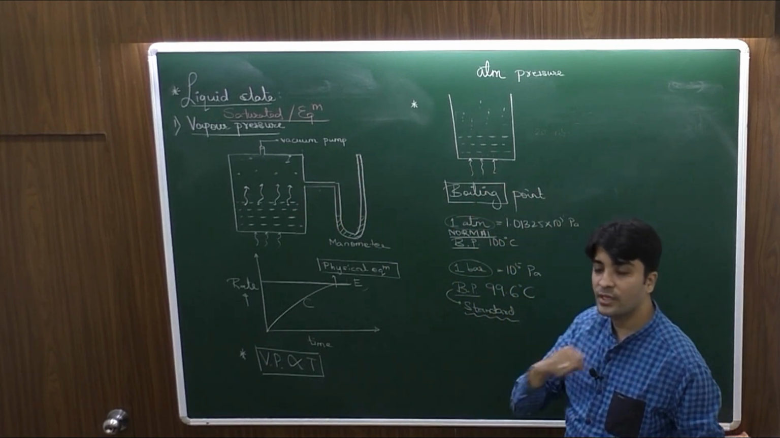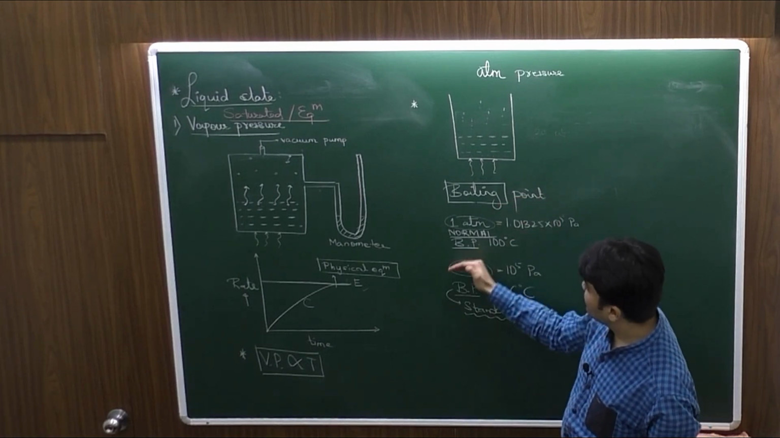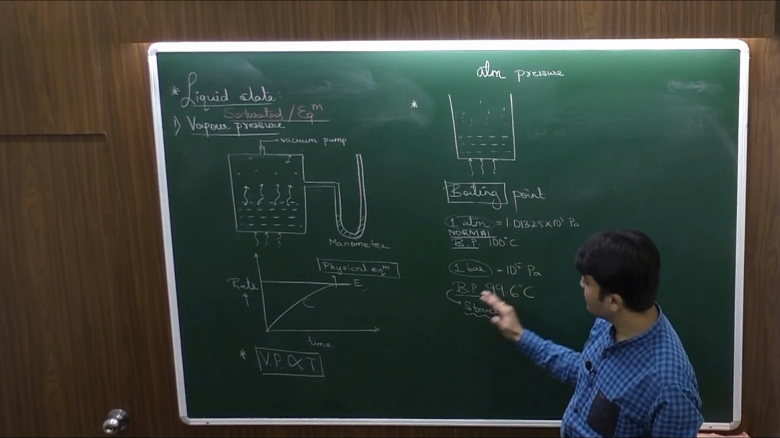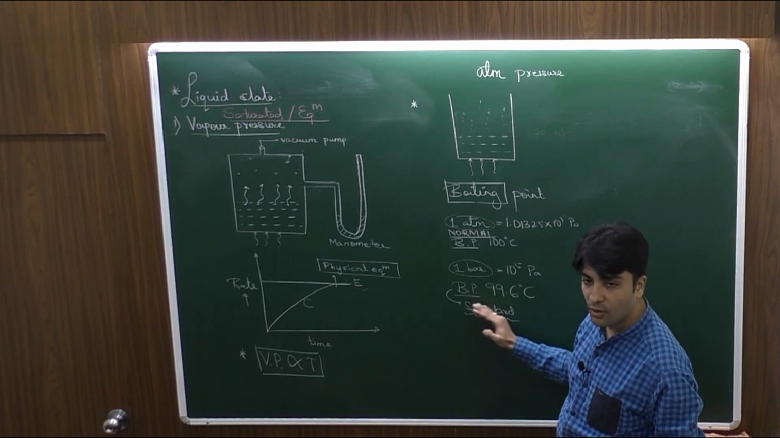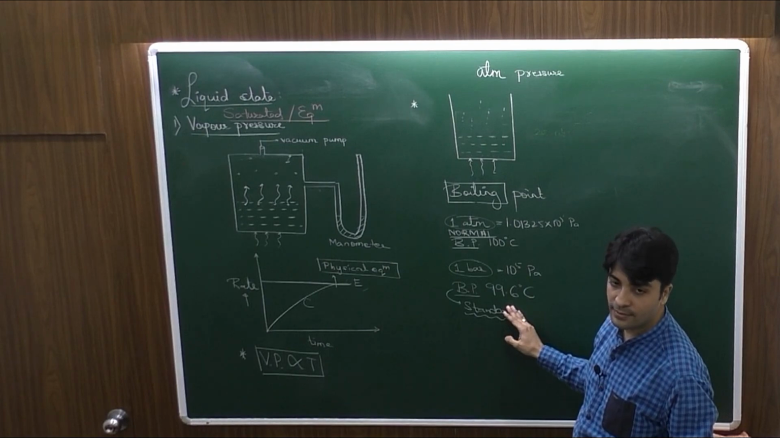Clear? And now the combination of these two, meaning when the container is closed and we are heating, is a phenomenon used in pressure cookers. Also, at higher altitudes the pressure decreases and the boiling point also decreases, because we will require less heat to boil the liquid.